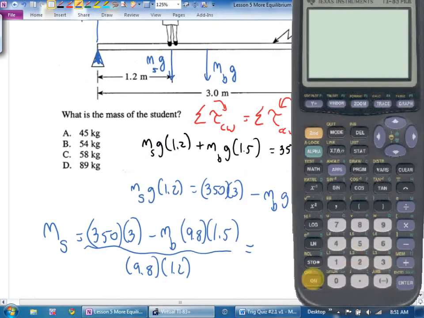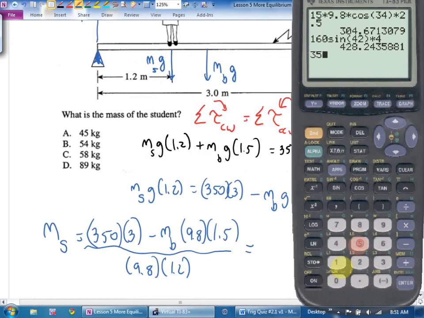Turn the calculator on if you do it, that helps. What was the mass of the beam? 25? Thank you.